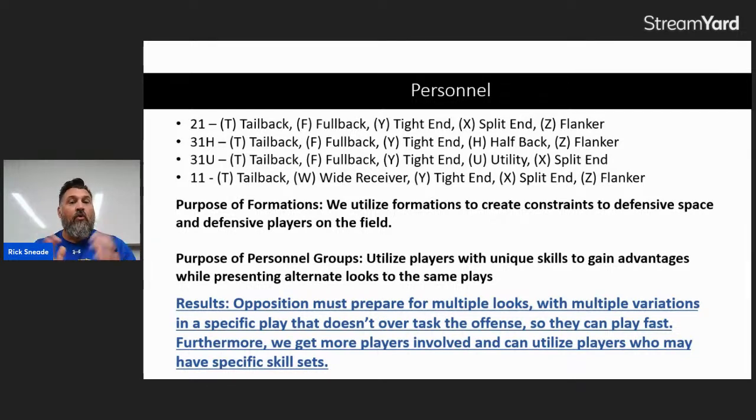And then 31U, now that guy's coming in replacing the Z. So we've got a guy who's off. He's an extra guy in the backfield that we can move, manipulate, pull, kick out, whatever. And, of course, 11 is traditional 1 tight end, 1 running back.